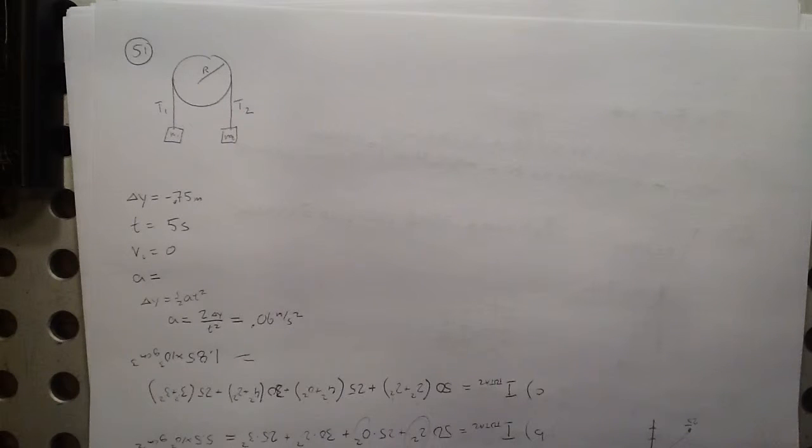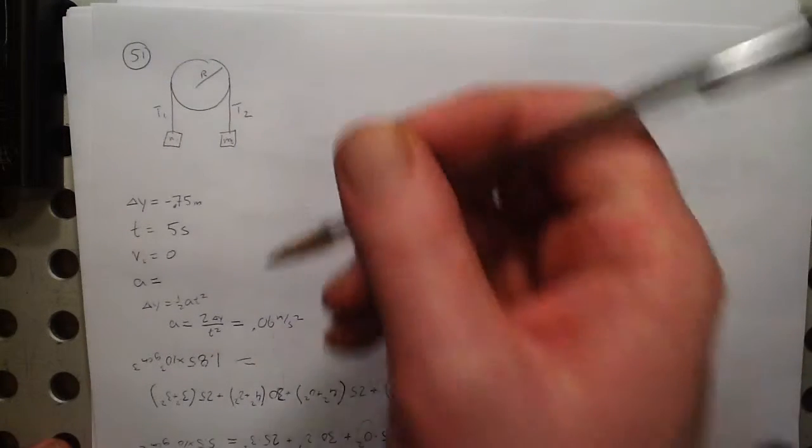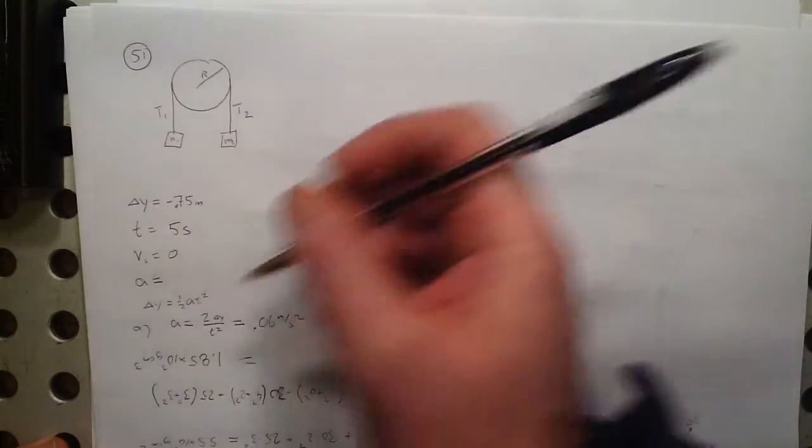Let's see if that is in fact the answer for part A, isn't it? That's what they were asking for there. And what else do they want to know? What are the tensions T2 and T1? And then what's the magnitude of the pulley's angular acceleration, and what is its rotational inertia? All right, so that's our answer for part A.